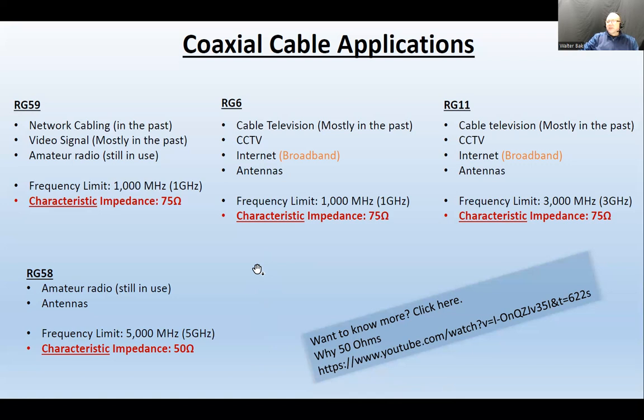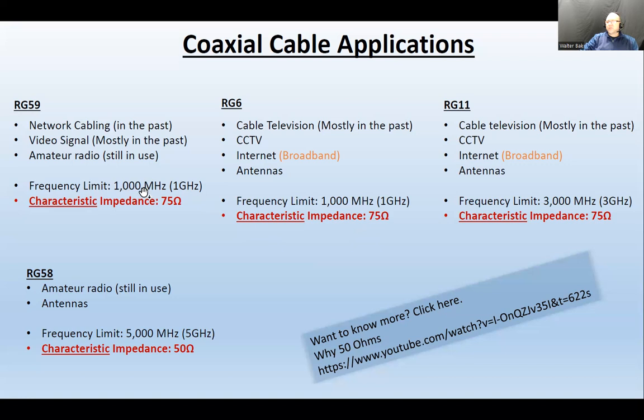With RG6, we're looking at the characteristic impedance for whatever purpose we want to use. And we're looking at the bandwidth just to make sure that whatever we're installing is not going to exceed that. If it exceeds that, then maybe we should use a different cable. And look at these two, RG59 and RG6. They both have a characteristic impedance of 75 ohms, and they both have a frequency limit of 1000 megahertz.